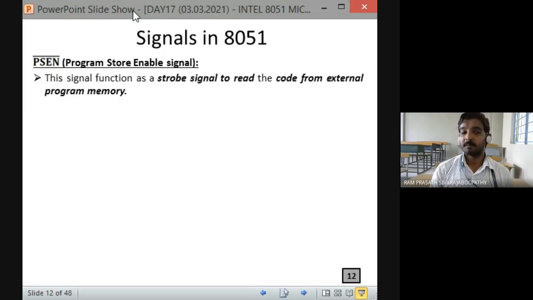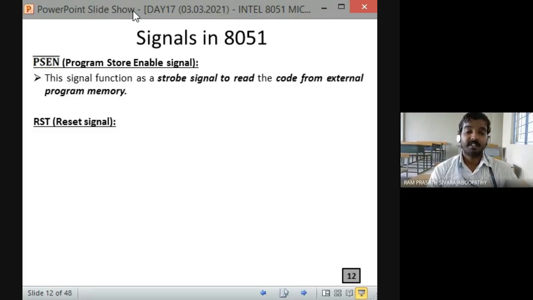Fine. So when is PSEN bar not used? When we access on-chip program memory, PSEN bar is of no use. When you are accessing the program from external program memory, this signal functions as a read signal. So what does that mean? To read and write data in RAM, there are the RD bar and WR bar pins. To read the code from the external program memory, we have PSEN bar. That's all about the function of PSEN bar.